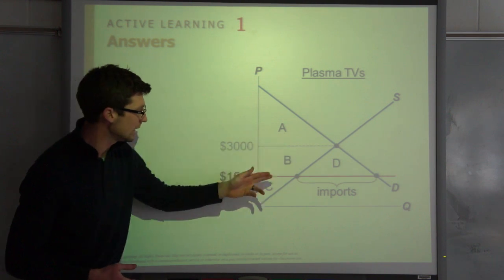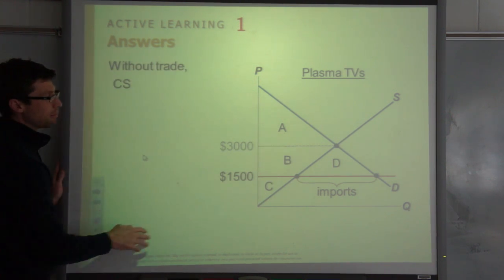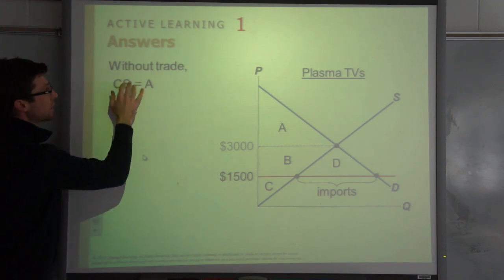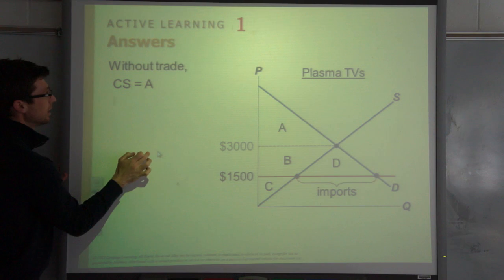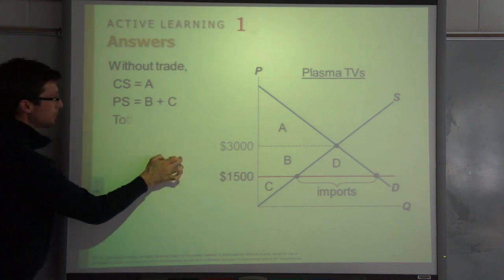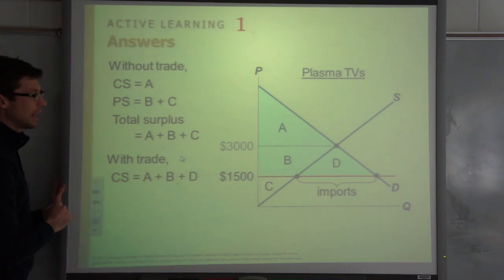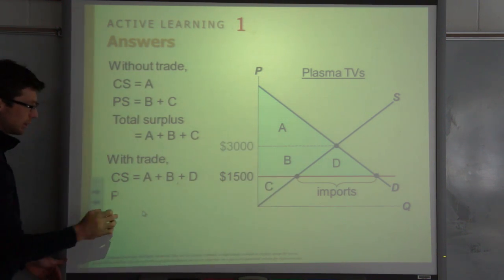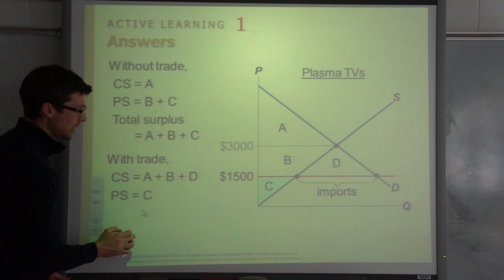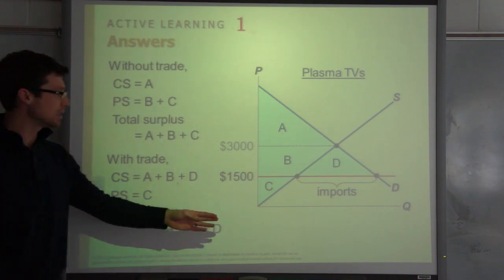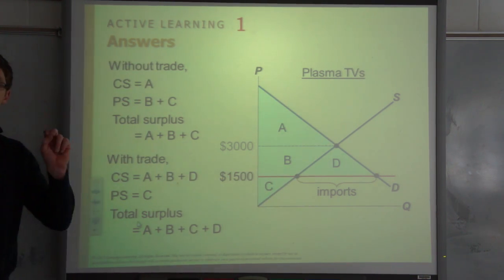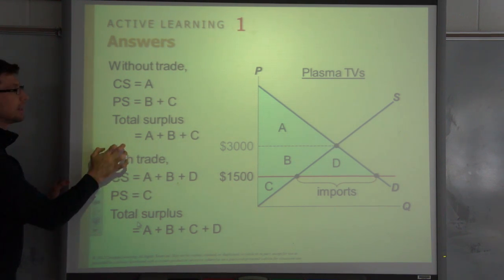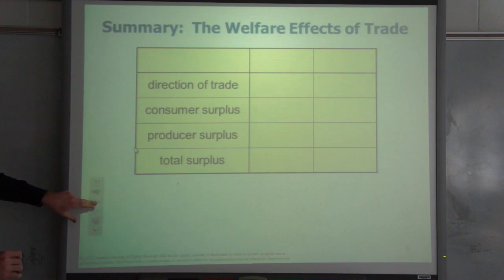A, B, D, and C. We had before A, B, and C. That was our total surplus. Without trade, consumer surplus is A, producer surplus was B and C. Total surplus was A, B, and C. But with trade, consumer surplus is A, B, and D. Producer surplus is C. Total surplus is A, B, C, and D. D was our gain. Importing, in this situation, is beneficial when we look at things in the totality.